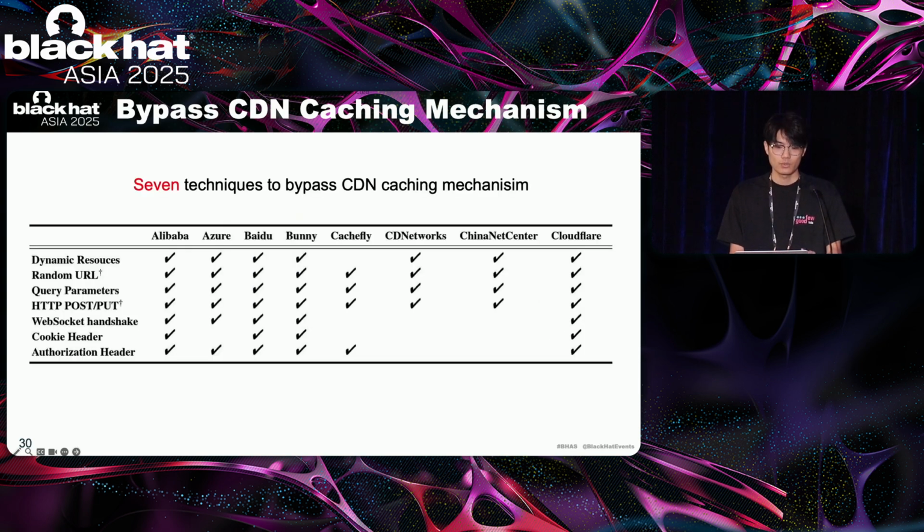In total, we have summarized 7 techniques for bypassing the CDN cache mechanisms. This includes both URL modifications and the use of some specific headers. These strategies are essential for launching the attacks we discussed, and they ensure that the request will be forwarded to the origin server for every request.